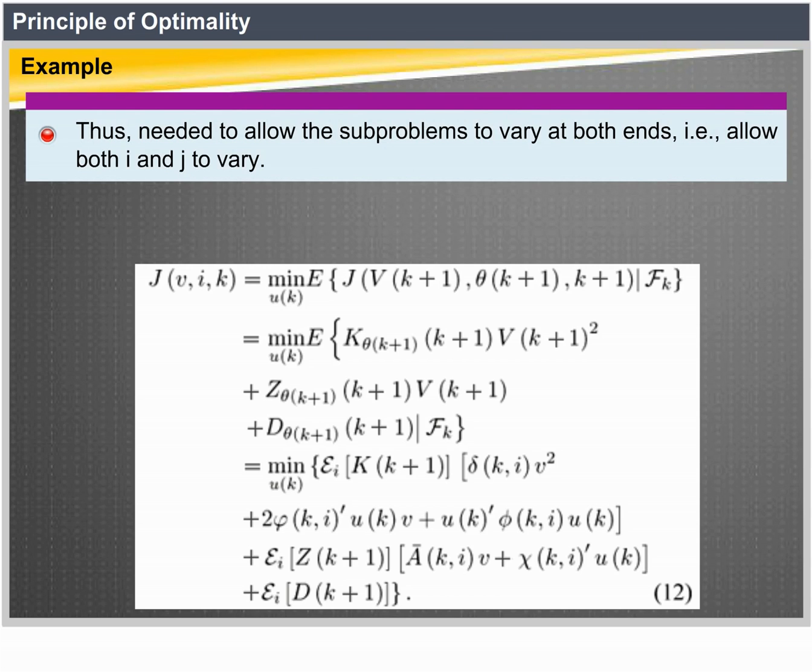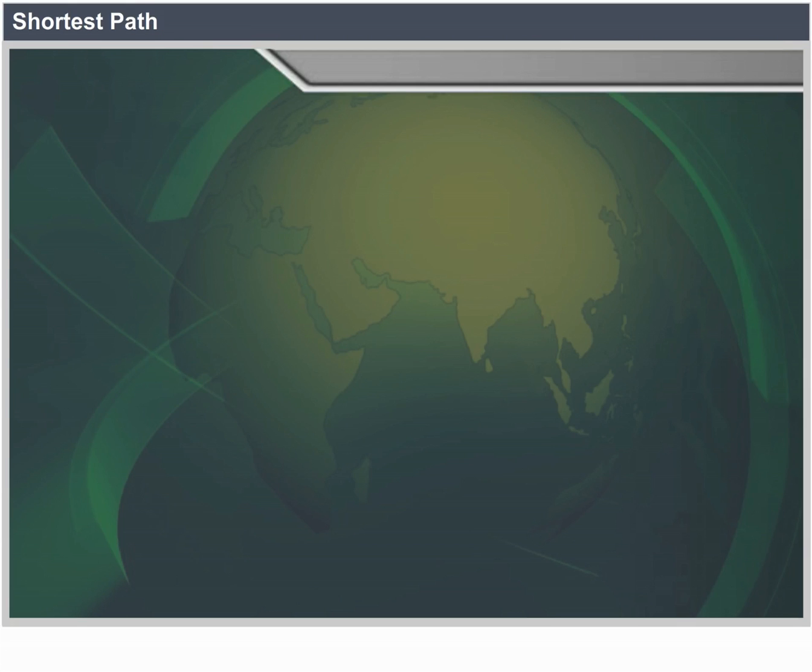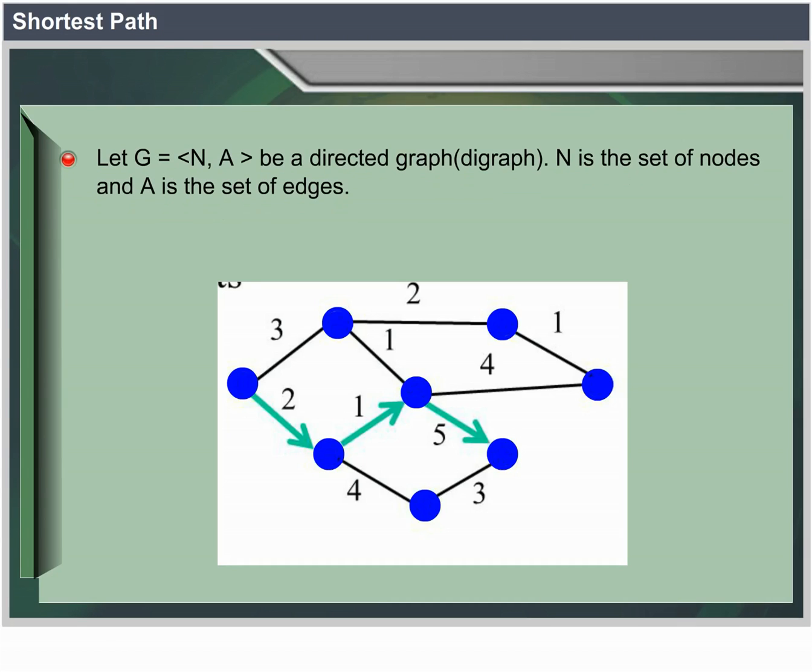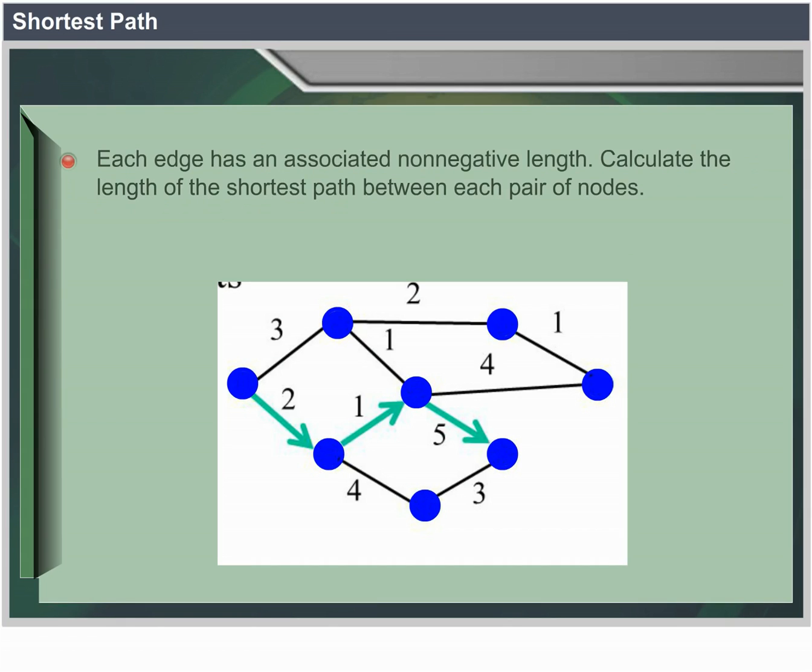Shortest path. Let G = (N, A) be a directed graph, or digraph. N is the set of nodes and A is the set of edges. Each edge has an associated non-negative length. Calculate the length of the shortest path between each pair of nodes.